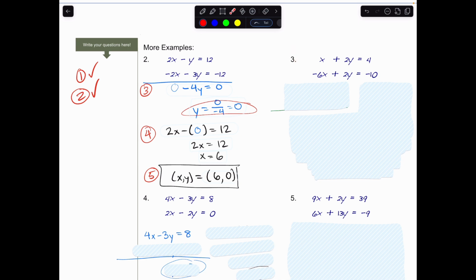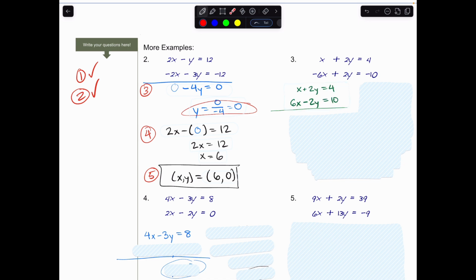However, all the examples you've seen so far have had opposites already. Now, in example 3, we're still already lined up, so that's good. We can check off step 1. But step 2, we don't have opposites. This is a 1x, and that's not the opposite of negative 6x. And 2y is not the opposite of itself. We really want one of these to be negative, because then we'd have 2y and negative 2y.